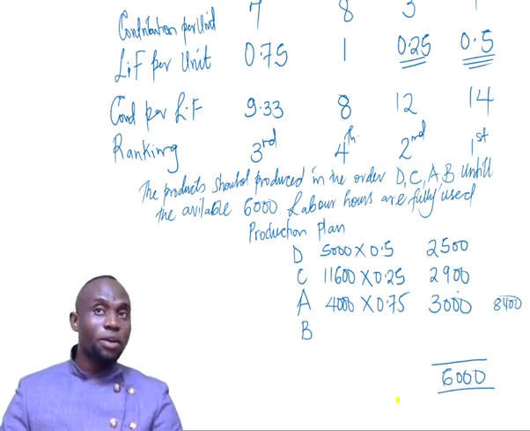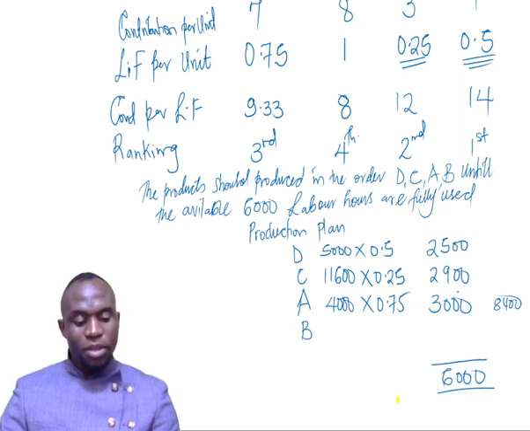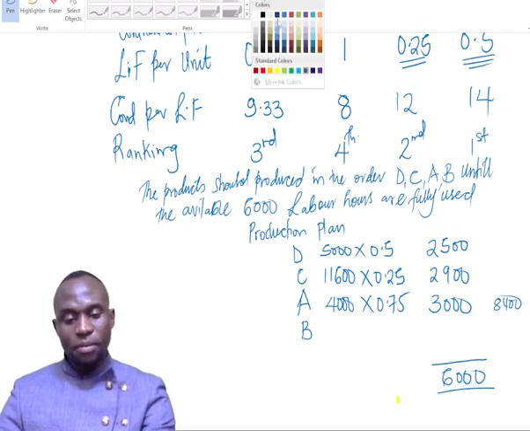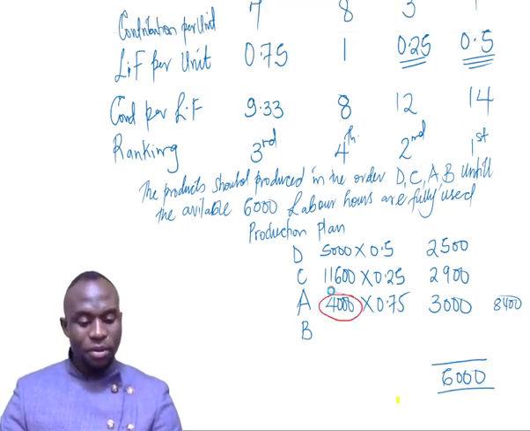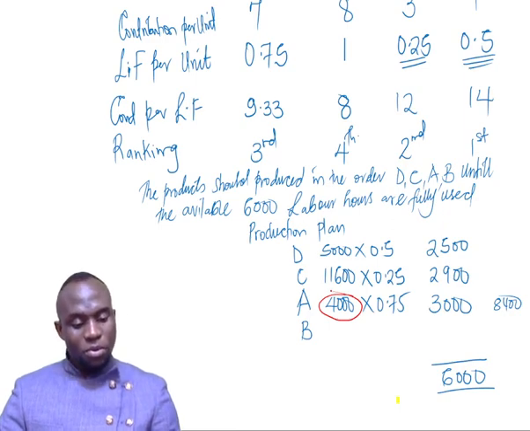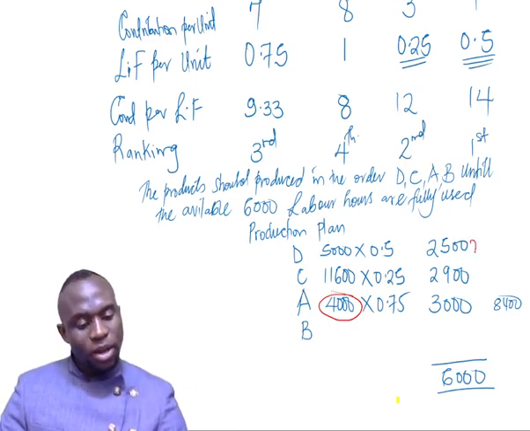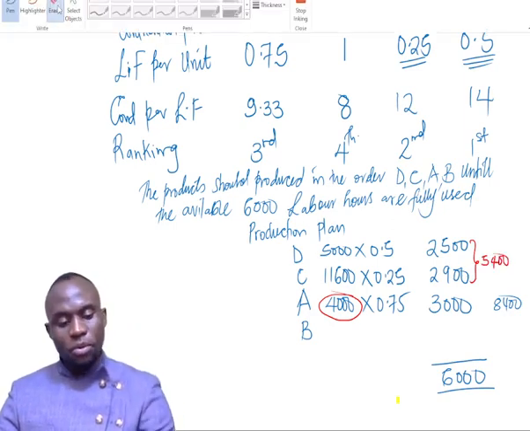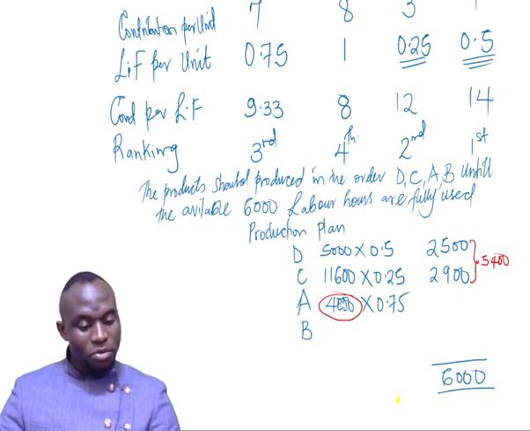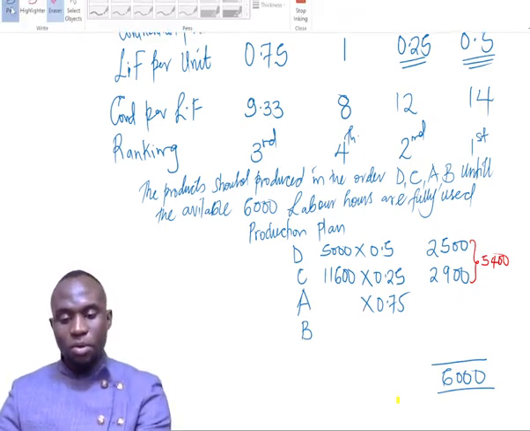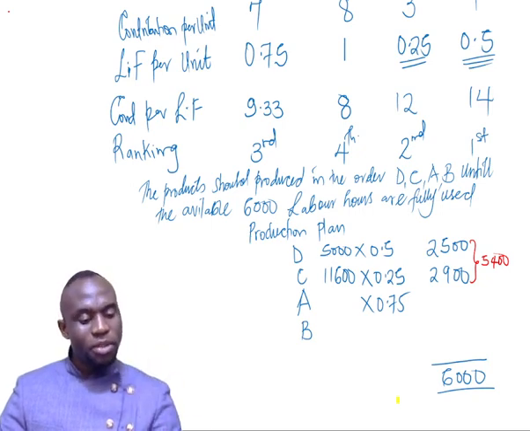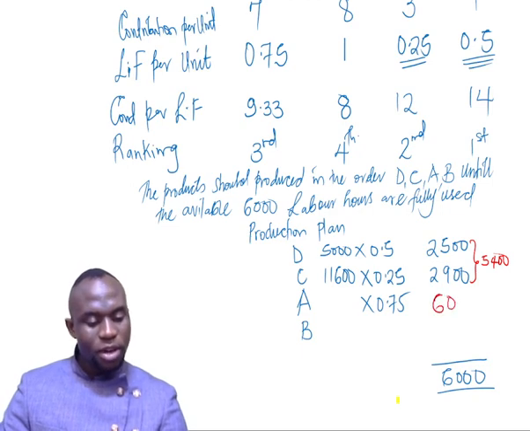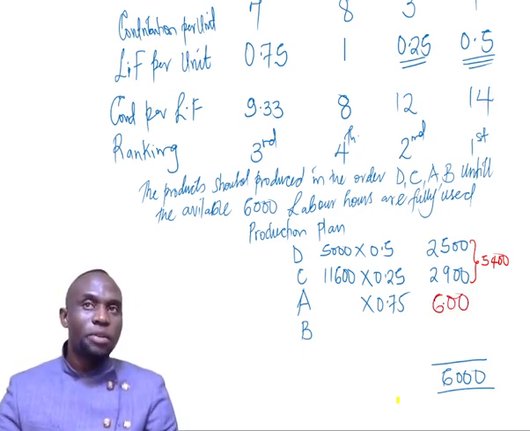And we don't have the 8,400 hours. We only have 6,000 hours. So we can't produce all these units of A, because what is left? When we add up these two, we get 5,400 hours. I'm working this out in red because this is where the problem would be. You subtract 5,400 from 6,000 and you get 600 hours. So we are only left with 600 hours.